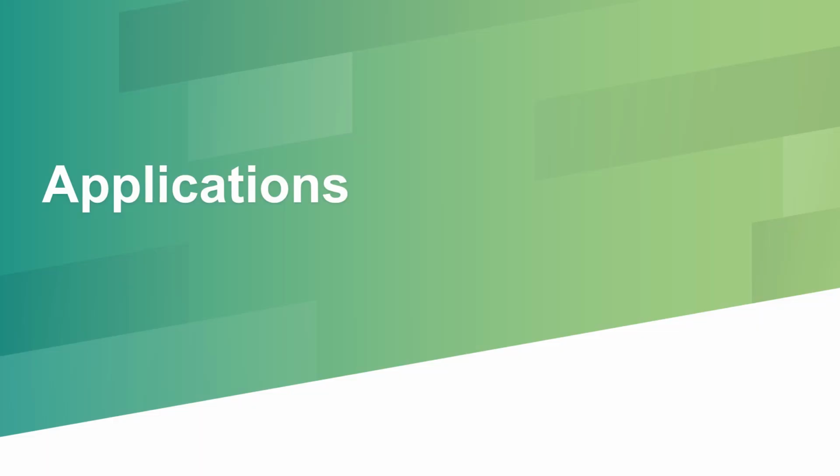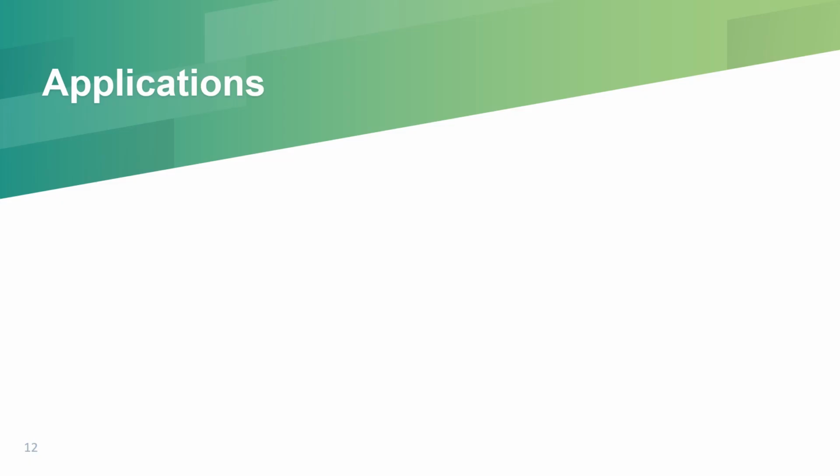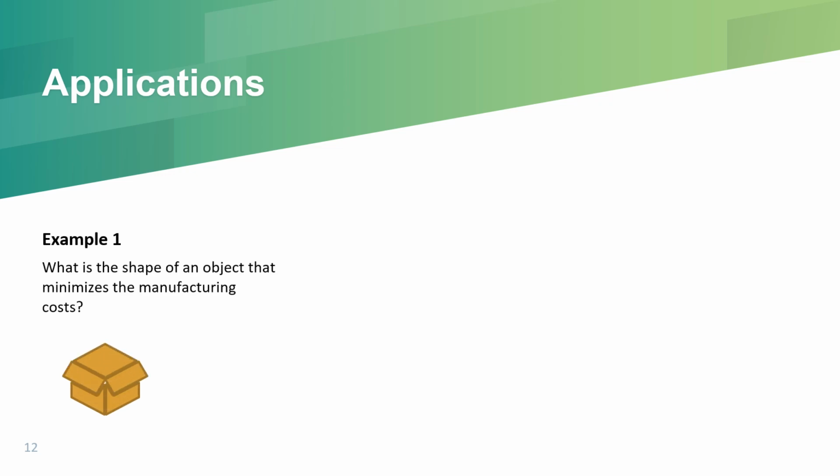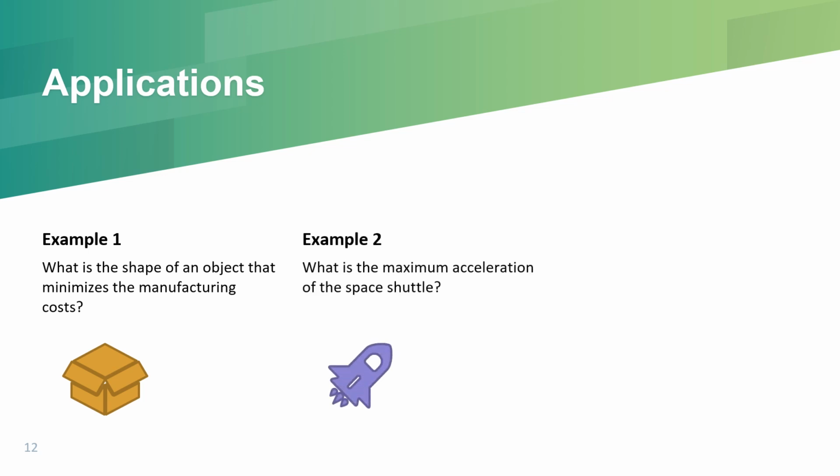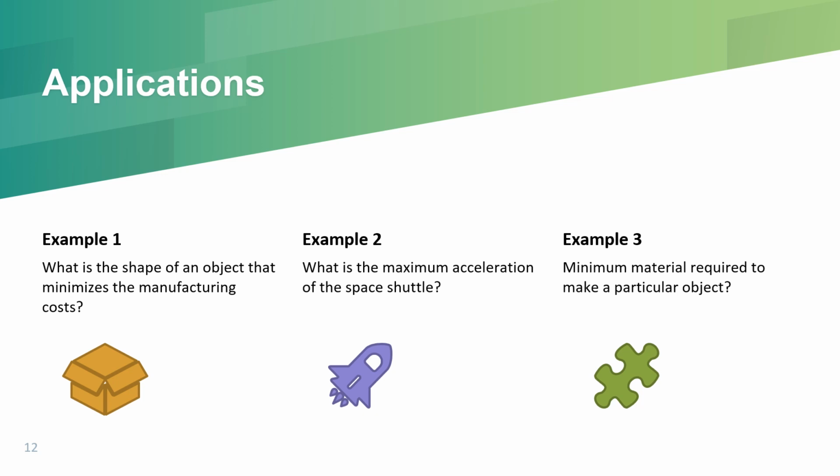Finally, we will look into the applications of optimization problems with a few examples. As the first example, we have the problem of finding the shape of an object that minimizes the manufacturing costs. Secondly, we have the problem of finding the maximum acceleration of a space shuttle. Lastly, finding the minimum material required to make a particular object.